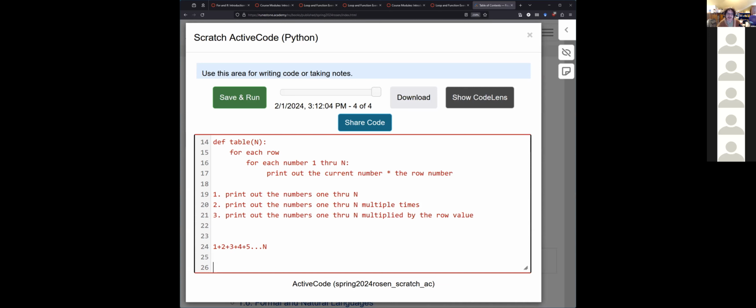So in other words, I wanted you to understand how we got 55 as the answer. I didn't want you to necessarily have to print out 55.